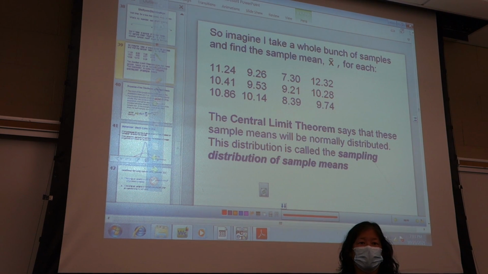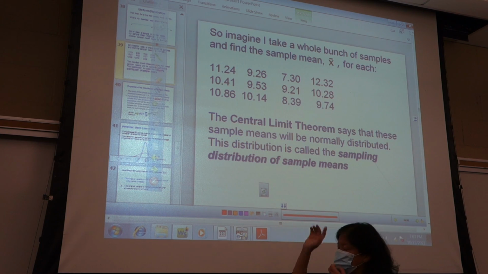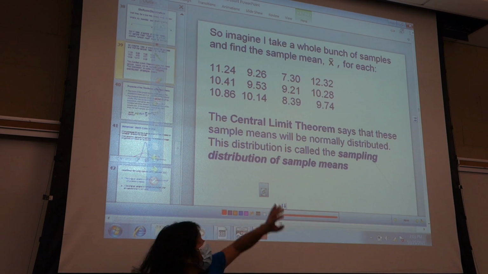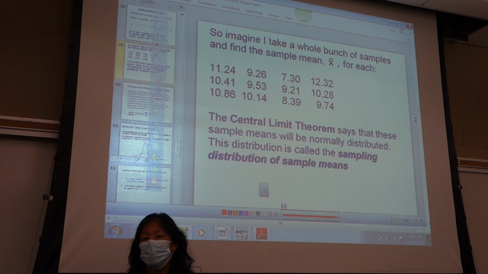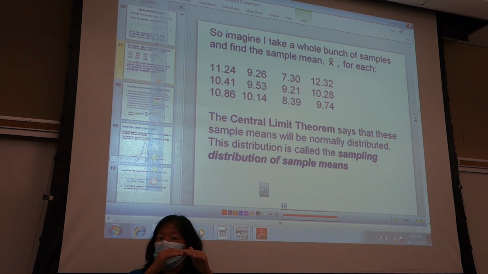Does that make sense? So the central limit theorem says that these averages, these means, will be normally distributed. In other words, they'll be centered around 10, and more of them will be right around there, and as you get further away from 10, there'll be fewer and fewer of them. Okay. That's what that means. Thank you. You're welcome.